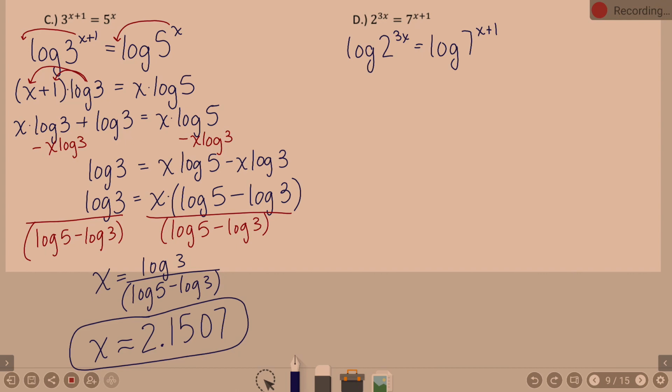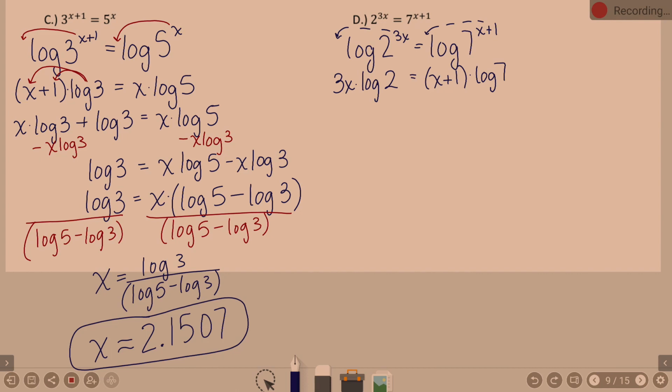So on the left, we're moving the 3x out front. So then it becomes 3x times log of 2. On the right, we're moving the x plus 1 out front. Keep in mind, x plus 1 is 2 terms being added, right? So I'm going to put x plus 1 in parentheses. So x plus 1 times log of 7.